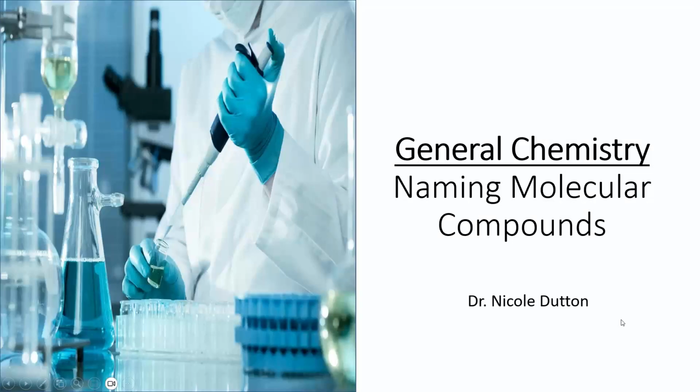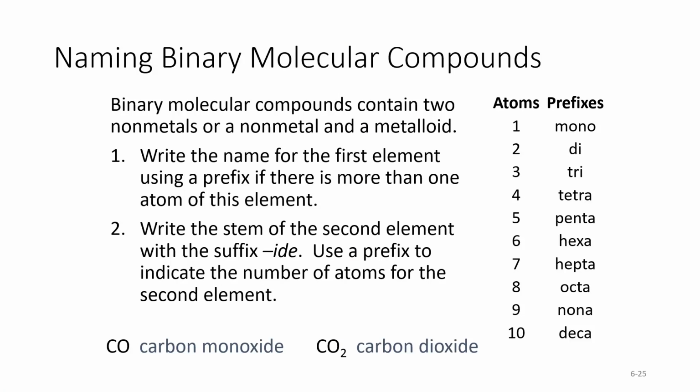Naming molecular compounds. Binary molecular compounds contain two nonmetals, or a nonmetal and a metalloid. First, you want to write the name for the first element, using a prefix if there's more than one. So this is important. Then you write the stem of the second element with the suffix -ide and use a prefix to indicate the number of atoms for the second element. So carbon monoxide. You just say carbon, you don't say monocarbon.